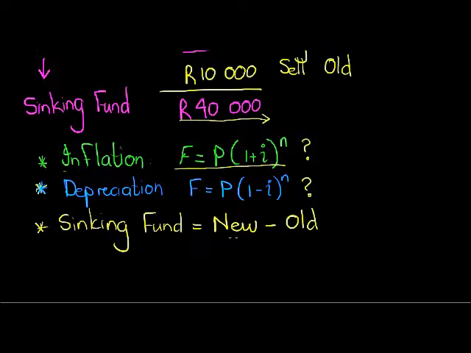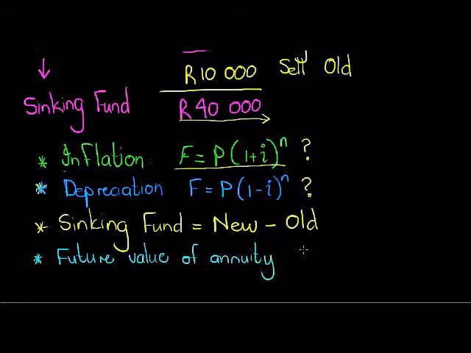Okay, so how does that help me? Now that I know how much I will need in the future, and I want to make monthly or maybe yearly investments, I can use the future value of annuity formula. In other words, F is equal to my monthly payment, times 1 plus my interest to the power of the number of investments I'm going to make, minus 1, over I.